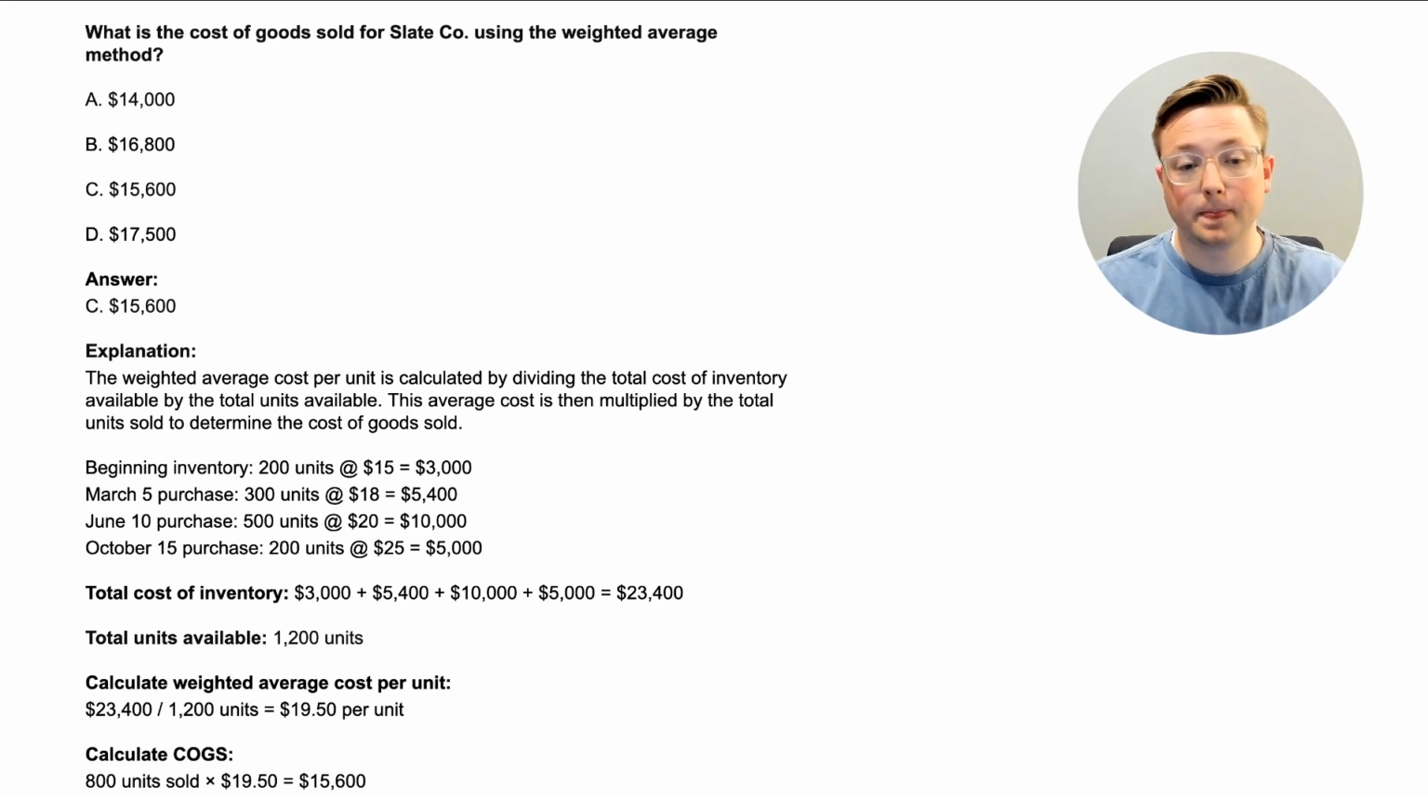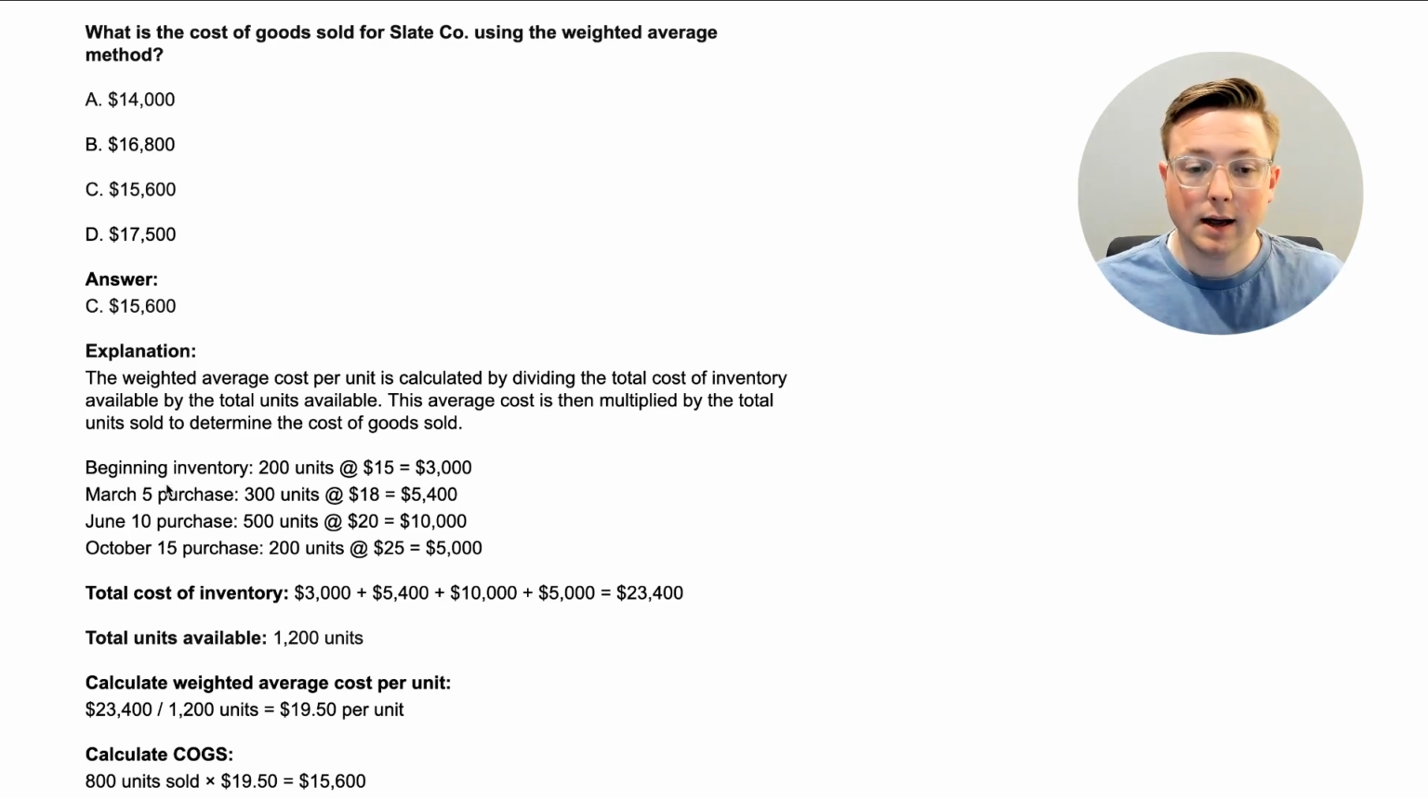So let's walk through this. The weighted average cost per unit is calculated by dividing the total cost of inventory available by the total units available. So we add up the whole cost of the inventory throughout the whole year and divide it by all the units that there were throughout the year to see how much each unit was worth using the weighted average. And then from there, we can figure out how much the cost of goods sold was.